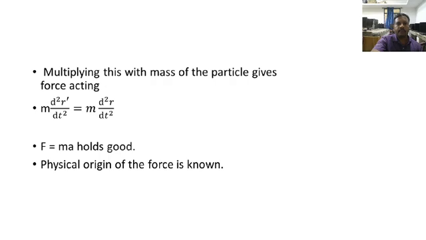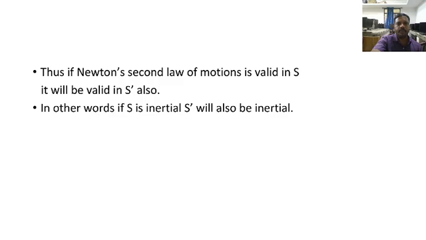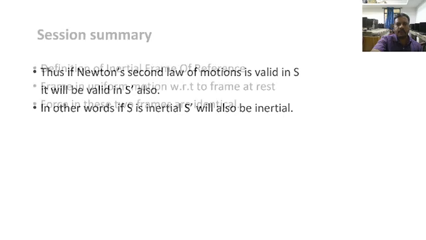Multiplying with the mass of the particle gives the force acting on the particle, that is, m d square r dash by dt square equals m d square r by dt square. So the equation of force, that is F equals ma, holds in both. The physical origin of the force is known. Thus, if Newton's second law of motion is valid in S, it will be valid in S dash also. In other words, if S is an inertial frame, S dash will also be inertial.